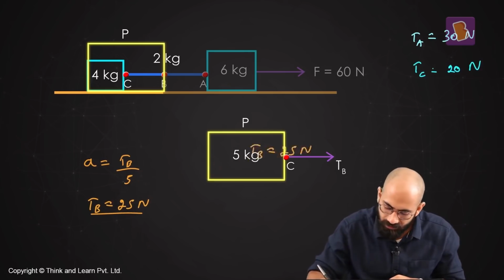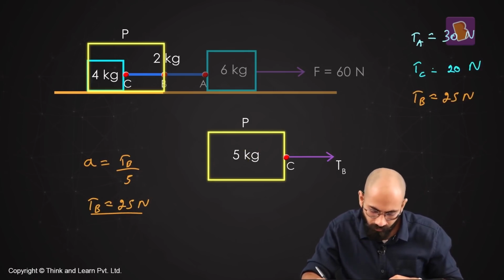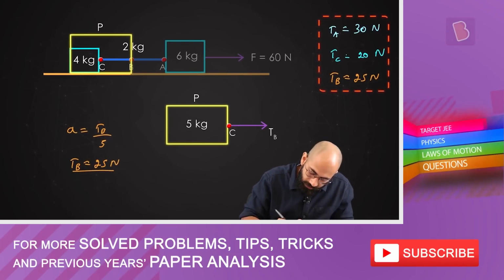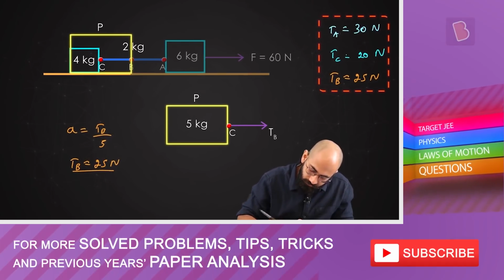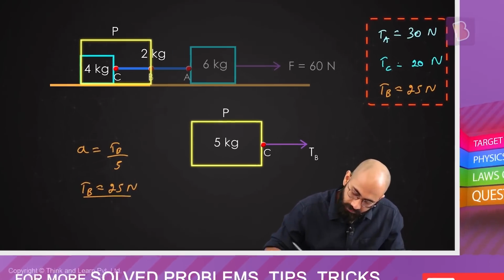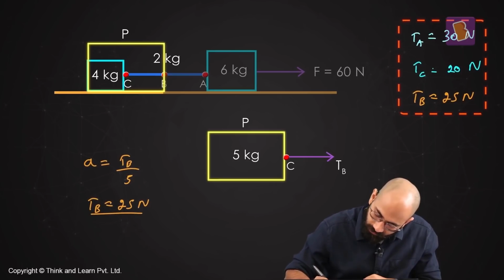So finally, the answer we get is, TA equals 30 Newton, TB equals 25 Newton, and TC equals 20 Newton.